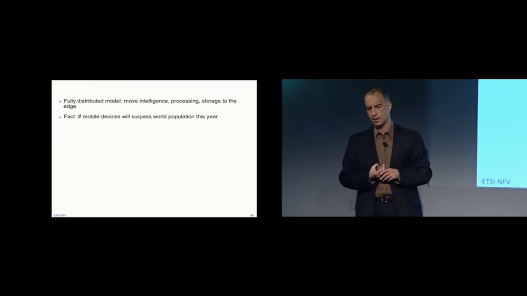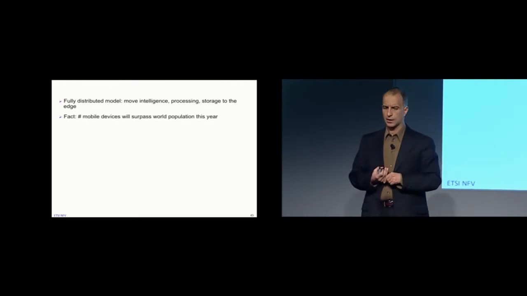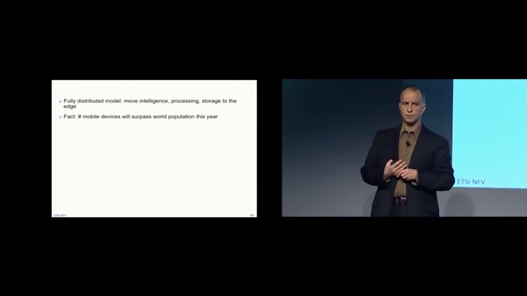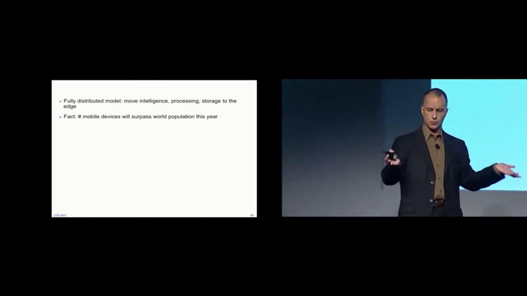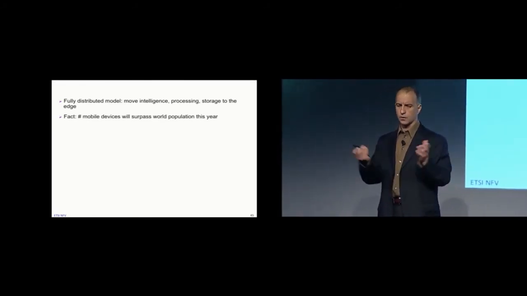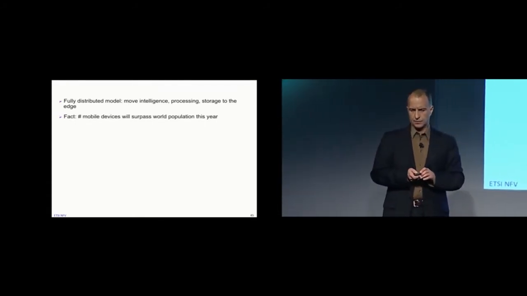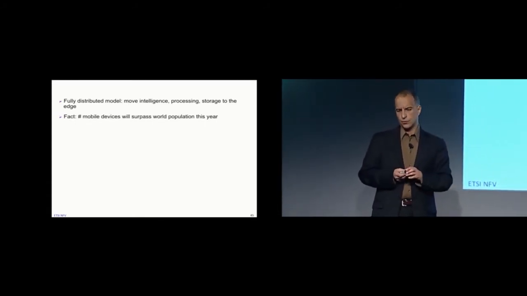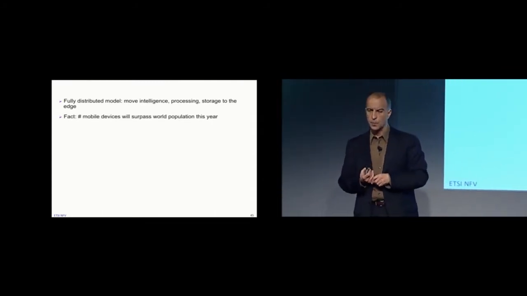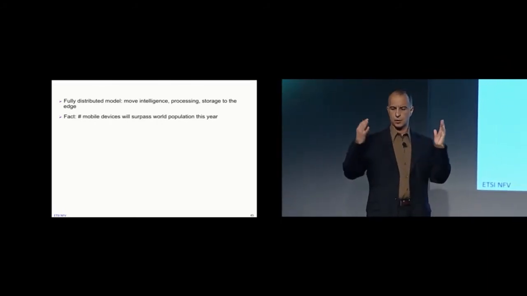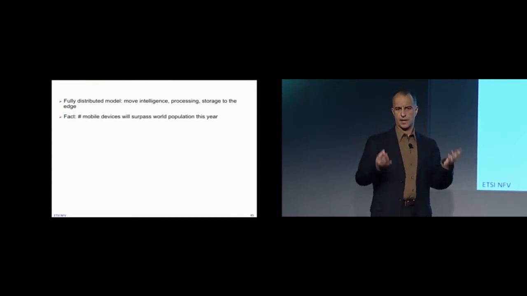So we just need to provide some new ways of how we can essentially allow for information to be computed and stored around. So maybe we can go to a fully distributed model, move intelligence, processing and storage to the edge of the network, maybe close to the base station, for instance, or to some other edge device. The one fact that we know for sure is that the number of mobile devices this year will surpass the number of people in this world, okay? So that means there's going to be a tremendous processing power in our hands, okay?